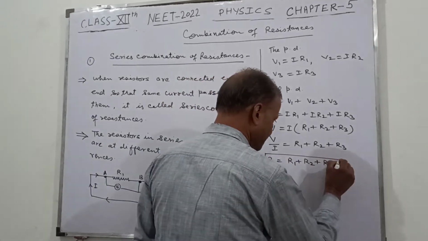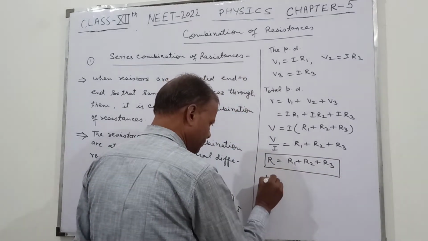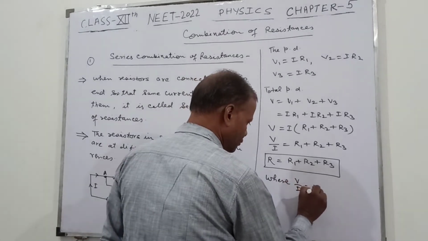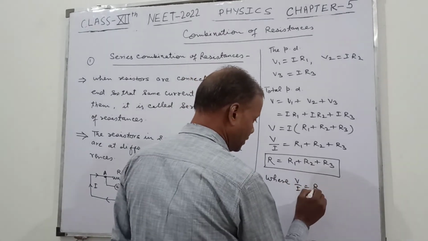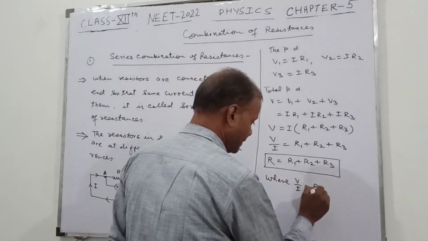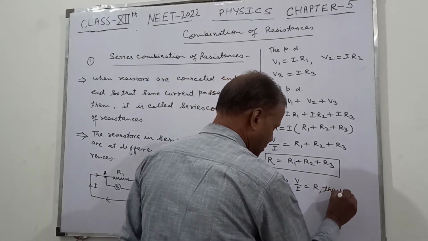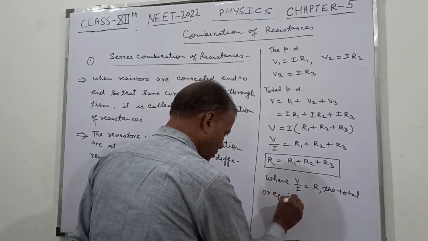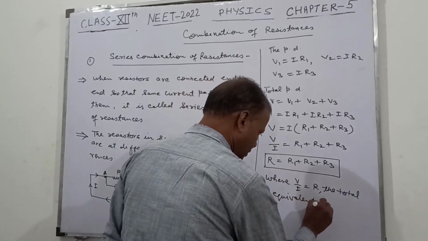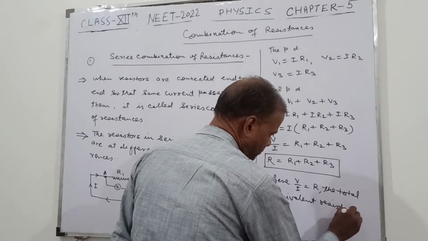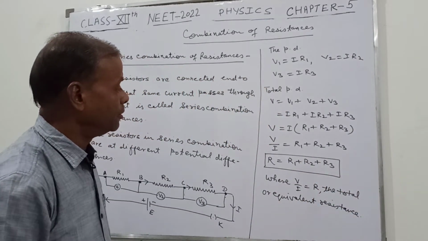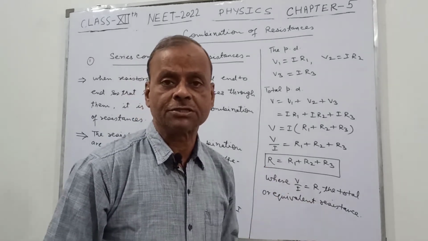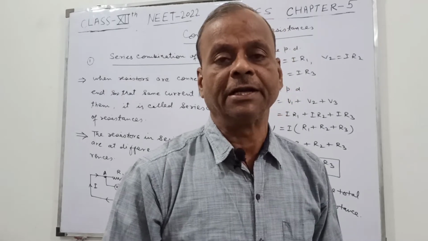Where V upon I is equal to R, the total resistance or the equivalent resistance. Now from here you can see that the total resistance is equal to the sum of the resistances connected in series.